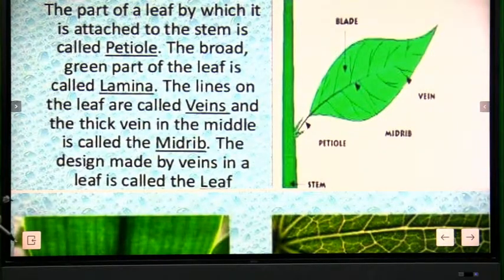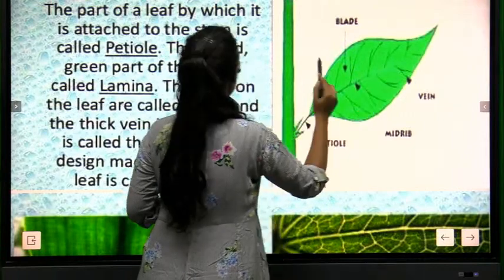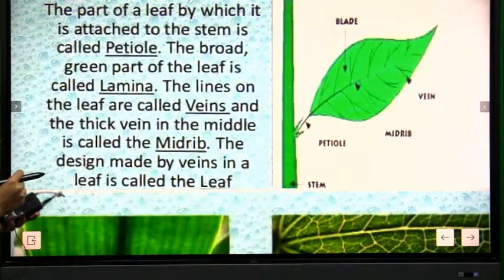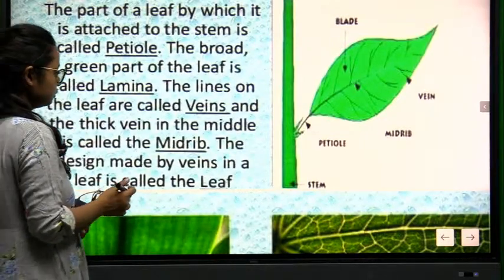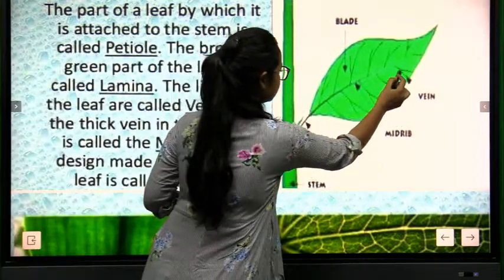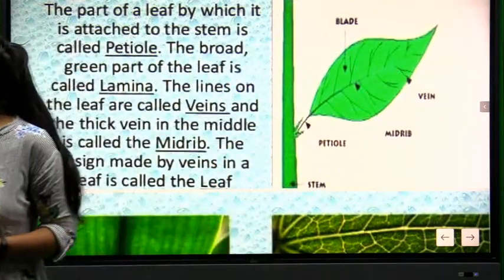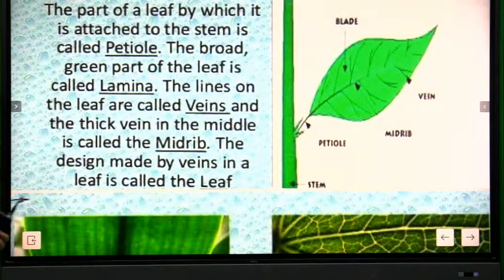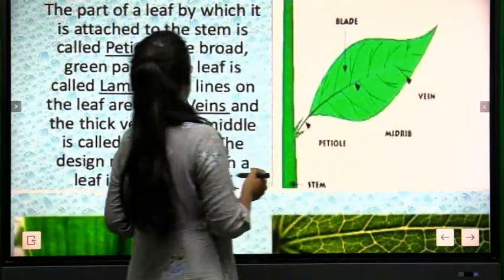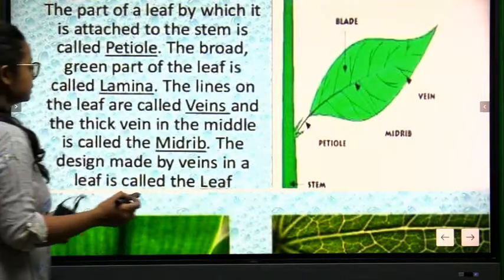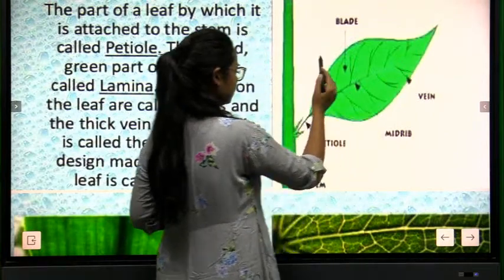Next is the green part of a leaf. This green part is called the lamina. The lines on a leaf are called veins. If you have ever seen a leaf, you can see small structures of lines. These are called veins. And what is the midrib? The midrib is the middle vein. This middle vein is called the midrib of a leaf.